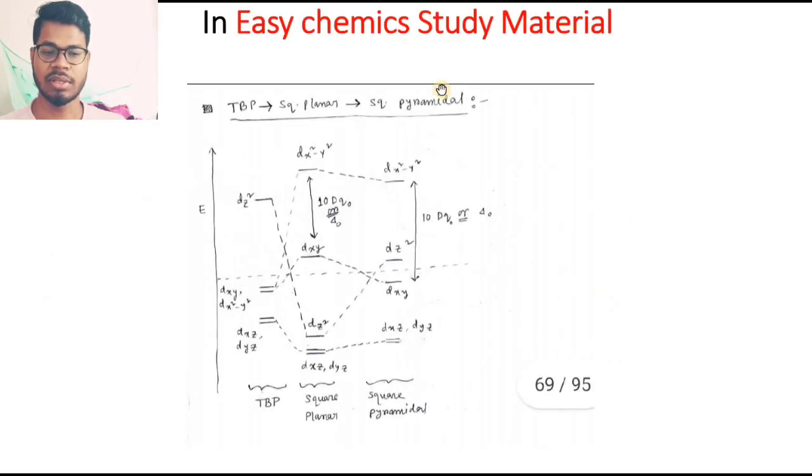I have shown you this screenshot of my material, so you can see that this is TBP with dz square, and this is square planar with dx square minus y square. So you just have to get the idea I told you: fit your knowledge to the questions.